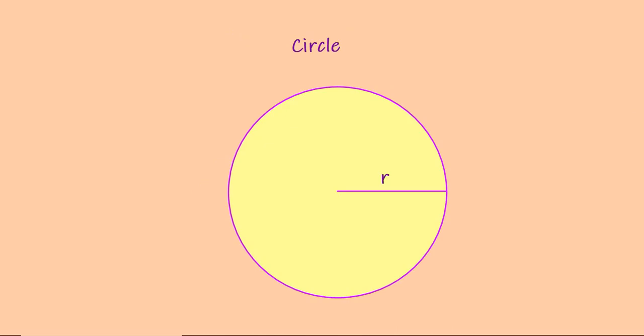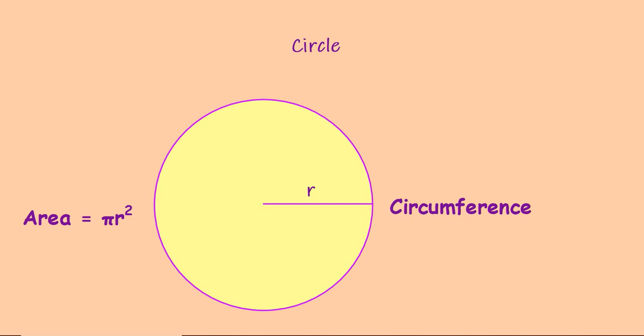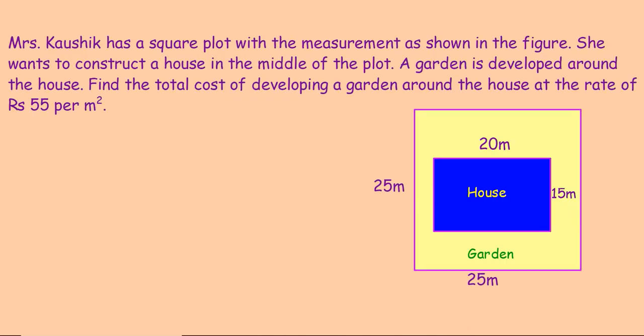Now, what is the area of the circle of radius R? Area we can write as pi R square. Now, what about its perimeter? Perimeter we can call circumference, and the circumference of the circle you can write as 2 pi R. We have discussed all these things in our lower classes. Now let us discuss some problems.